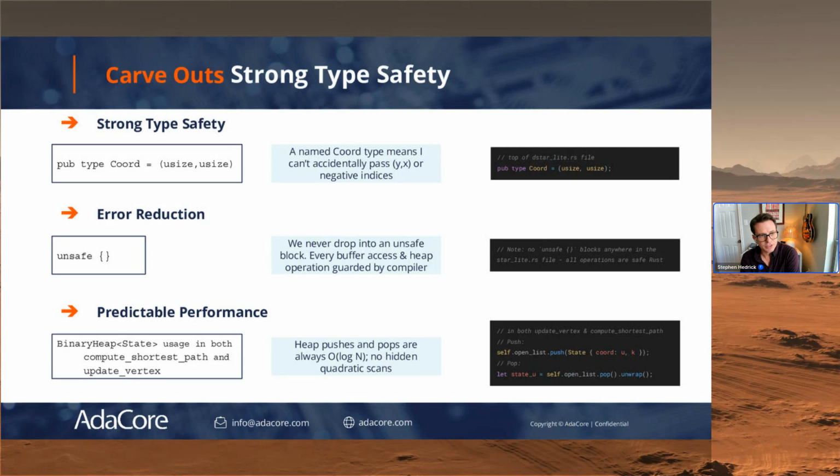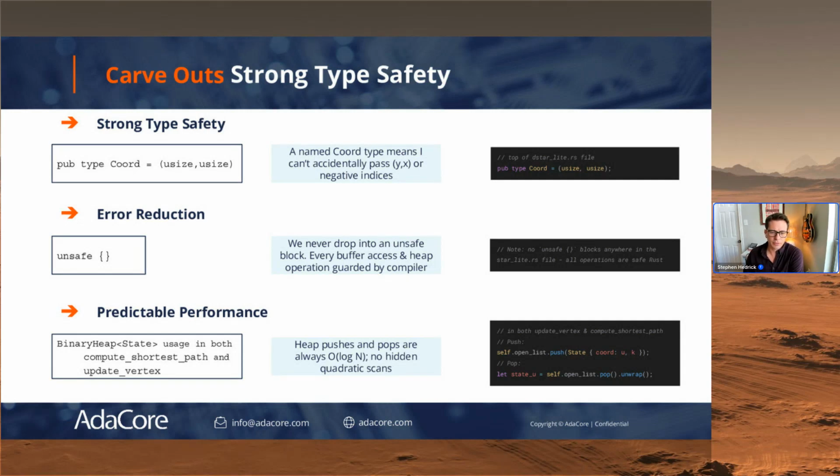And we have this error reduction component to it as well, where we never drop into an unsafe block. Nowhere in our D star light implementation do we ever write unsafe. And that means we've built a fully functional incremental path finder without ever dropping down to raw pointers or manual bounds checks. So again, when you get into the GitHub repository, look at the algorithm itself, and if you want to scan through that, you'll never see an unsafe block. So that's 100% safe for us, which is huge for certifiable safety critical applications.